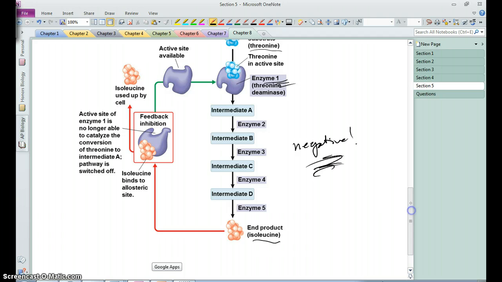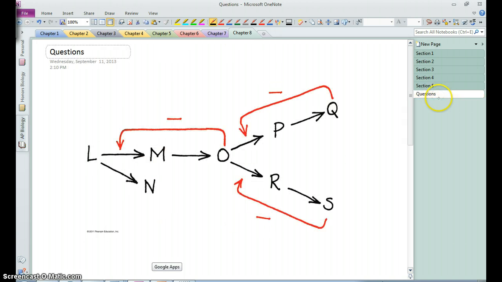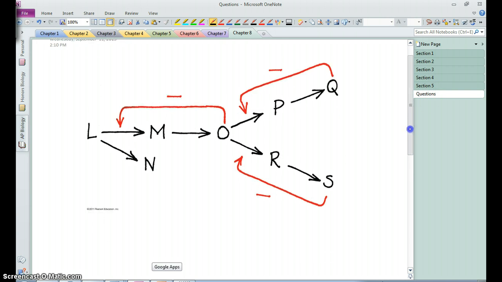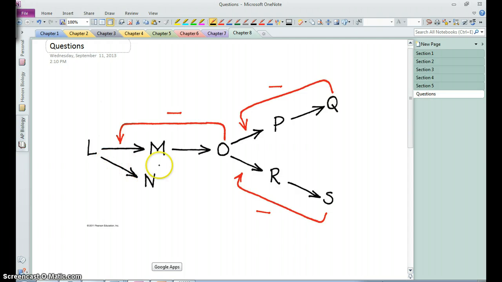Okay, a couple of questions, a couple of things to ponder for class. Look at this. We've got a biochemical pathway that splits into two branches. Again, you would have an enzyme at each step facilitating the conversion of L to M and then M to O, etc. And so we've got several places here where we have negative feedback.